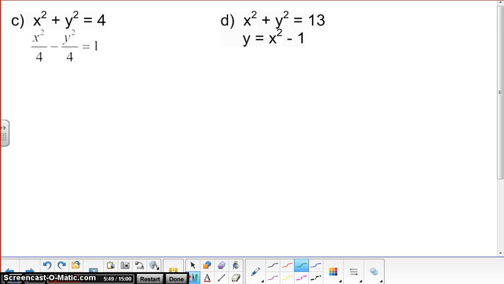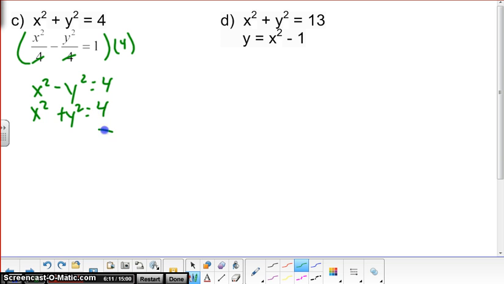Hopefully this one, the best approach, well, not necessarily the best approach, it's personal preference, but I chose to do elimination. When you distribute through, it cancels the 4. So you'll get x squared minus y squared equals 4. And if we add that to the first equation, the y squared will cancel. 2x squared equals 8. X squared equals 4, therefore x equals plus or minus 2.